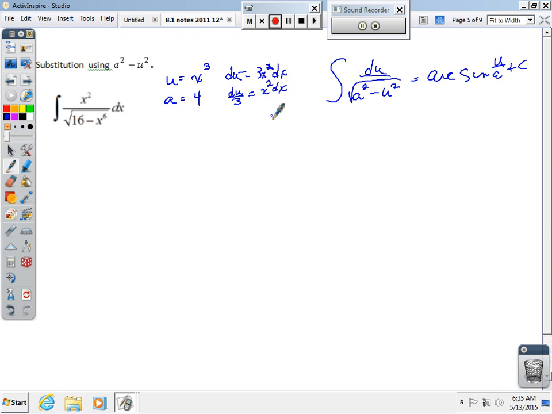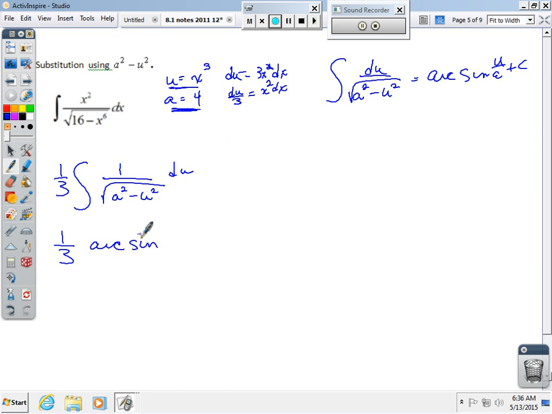Alright, so now when I integrate this, I have a 1/3 out in front. I have a 1 over the square root of a squared minus u squared, and then a du. And that matches arc sine. So now I'm going to do 1/3 arc sine of u over a, and then plus c. You just got to recognize that it's a trig integral.